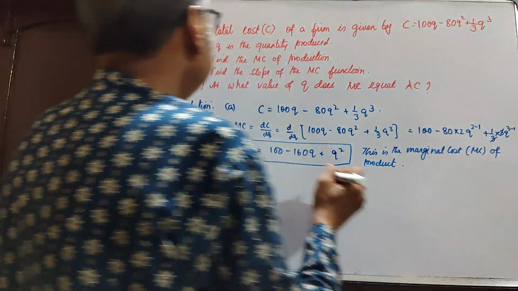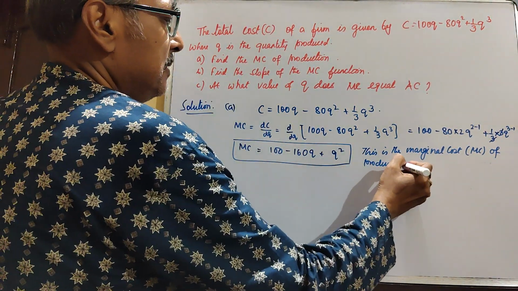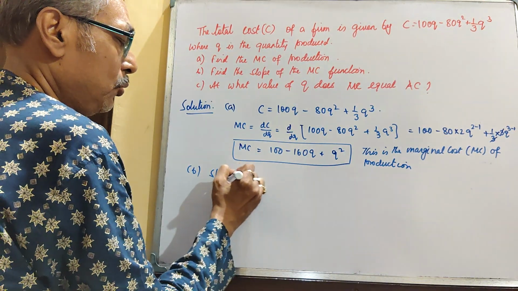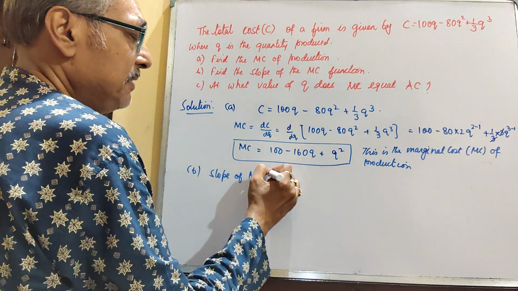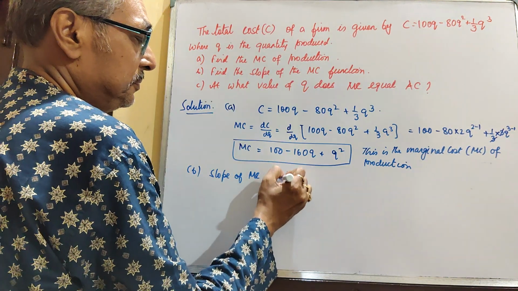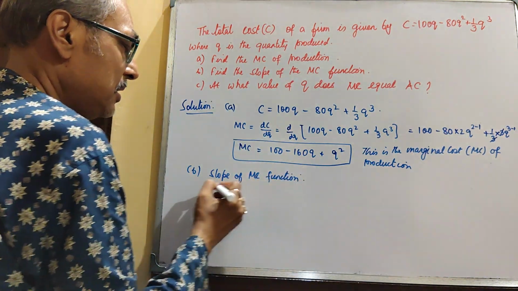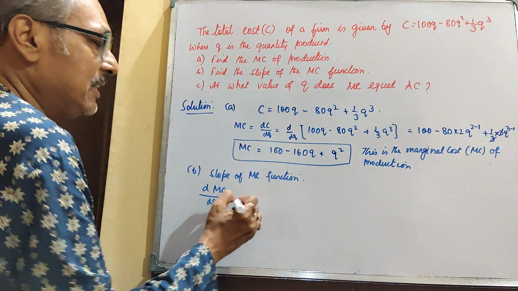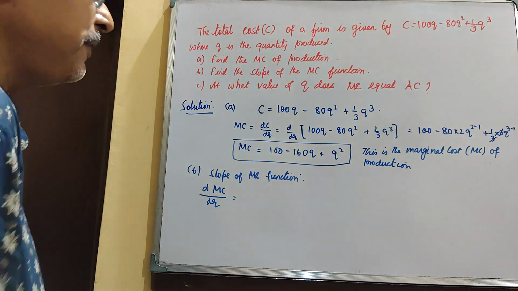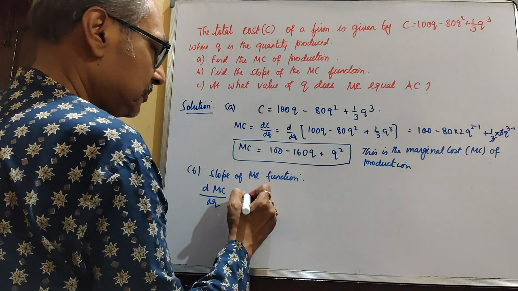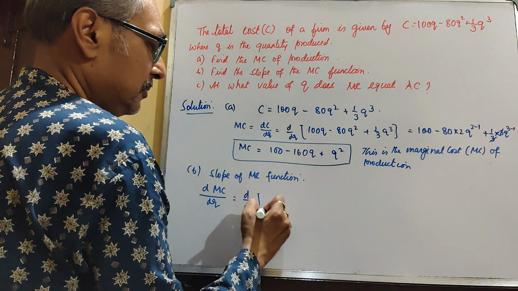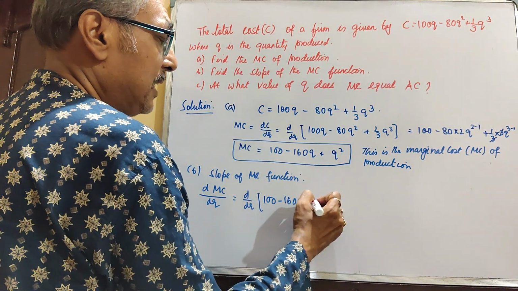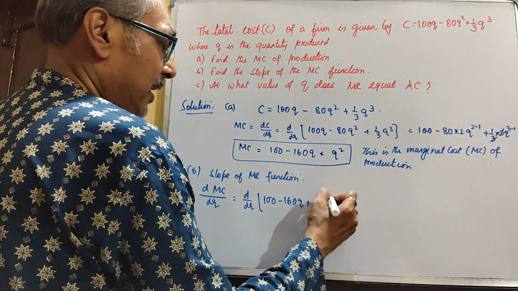Now we do part B, that is slope of MC function. Slope of MC function means what? dMC by dQ. That is the first order derivative of marginal cost. We write 100 minus 160Q plus Q squared.